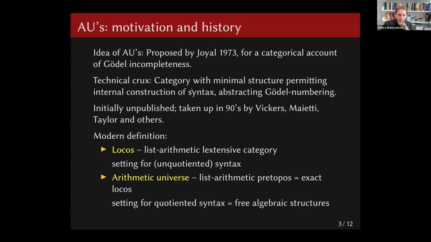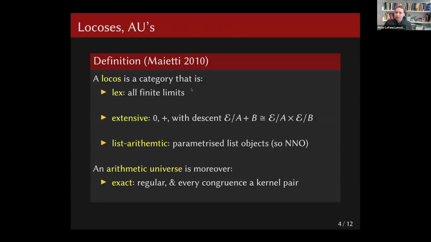So, saying it more precisely, looking more carefully at the components of the definition, what's a locos? A locos, I said, is list arithmetic and extensive. So that's three things. It's lex, it's got finite limits. It's extensive in that it has finite coproducts with descent for them. And it's list arithmetic, which means it has parameterized list objects. And so in particular, as a special case of list objects, it has a natural numbers object. And then an arithmetic universe is the same thing, but you add exactness: regular, and every congruence is a kernel pair. So you have quotients, and they're well behaved.